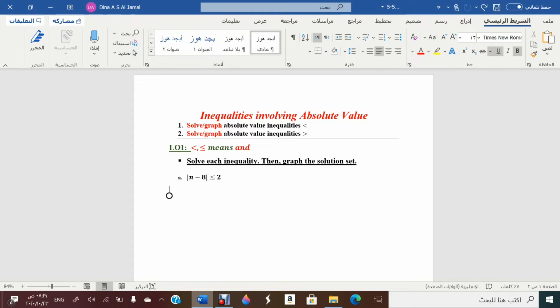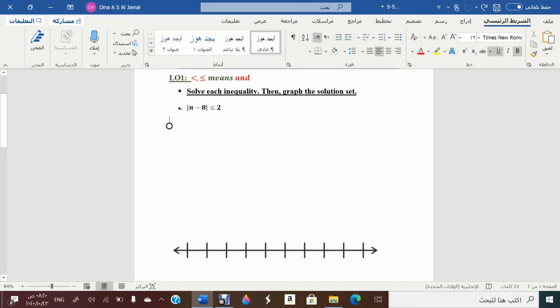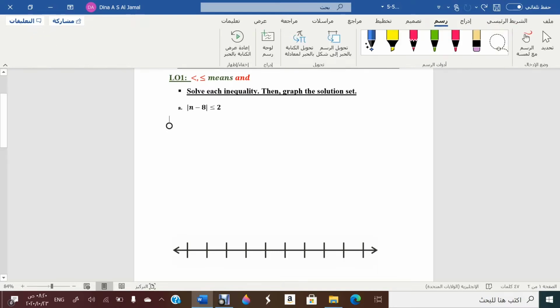So in this video I will be talking about two types. In the first part of the video I will be talking about the inequalities of less than, less than or equal. We will be solving them and graphing the solution set. So pay attention, how can we solve such a question?